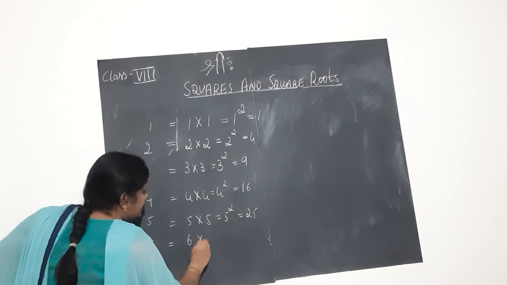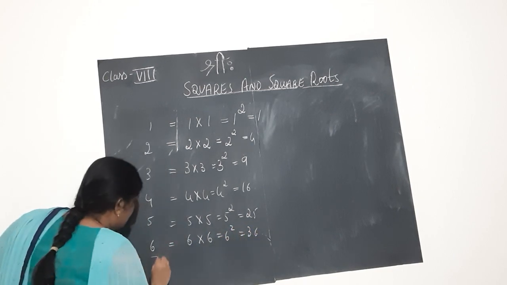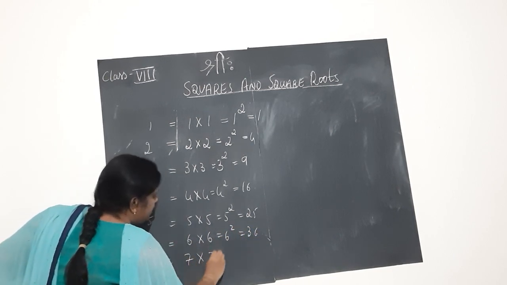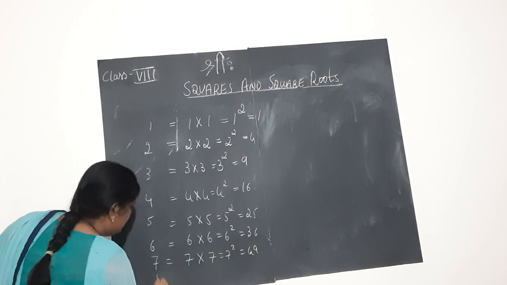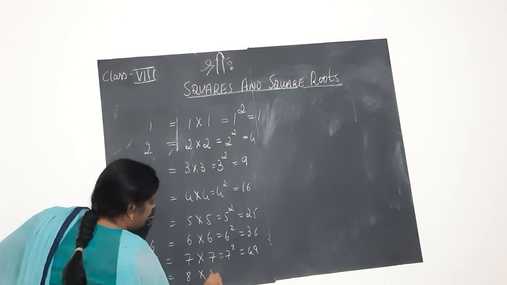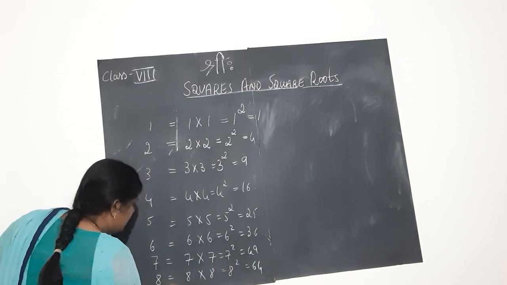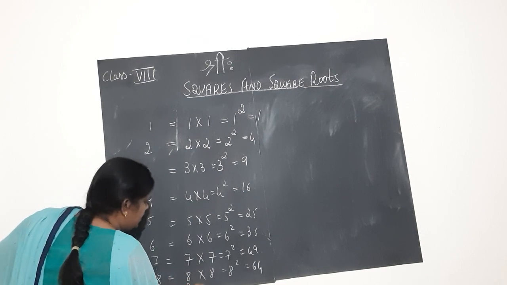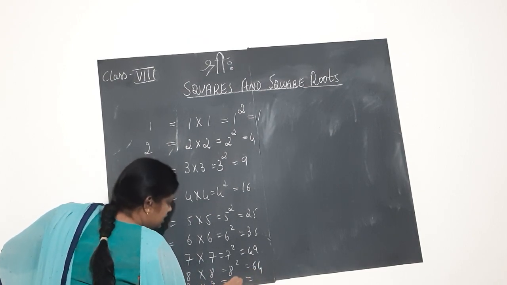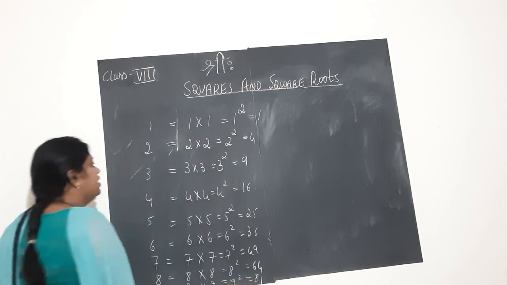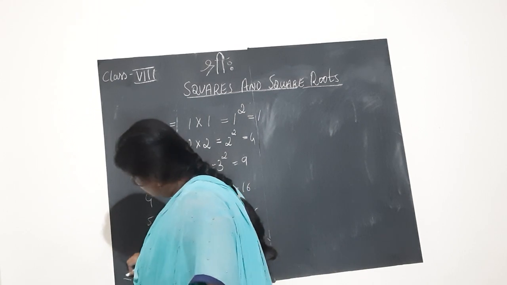6 into 6 is 6 square, 36. 7 into 7 is 7 square, equal to 49. 8 into 8 is 8 square, equal to 64. 9 into 9 is 81. 9 square is 81. And 10, I will write it here.